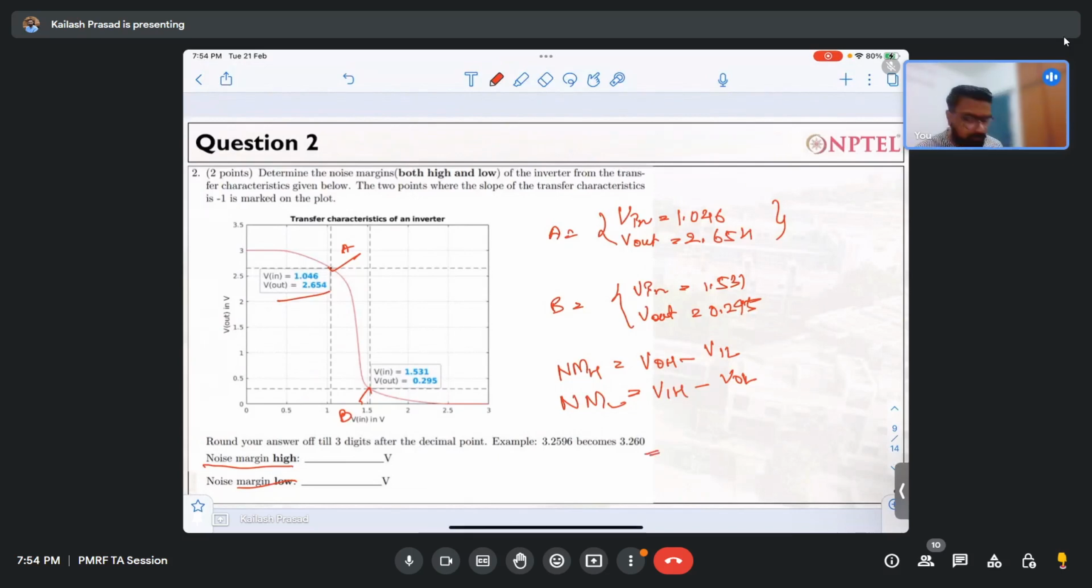So here, what is our VOH, VIL, VIH, and VOL? So we will first write out that. Okay. So what is VOH? You can look at the graph and you can tell me. What is VOH? 2.654.